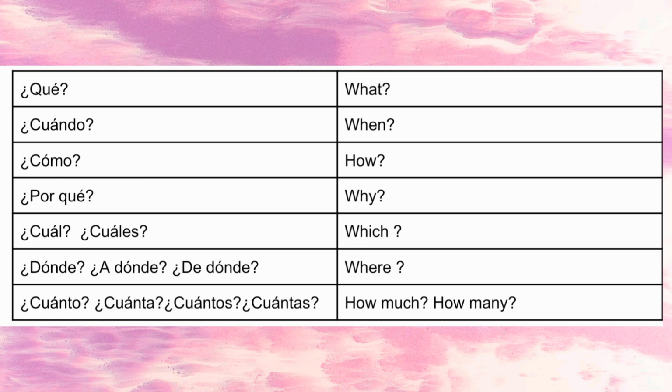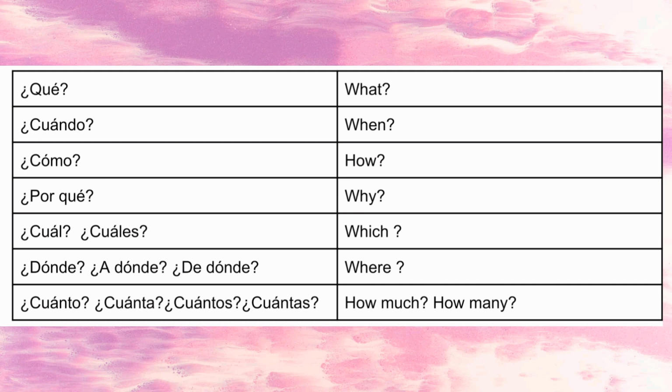So let's continue with the interrogative pronouns. We also have them in English. So let's look at the following table. ¿Qué means what? ¿Cuándo? When? ¿Cómo? How? ¿Por qué? Why? ¿Cuál? ¿Cuáles? Which? What's the difference between cuál and cuáles? Cuál works for singular substantives, whereas cuáles works for the plural.